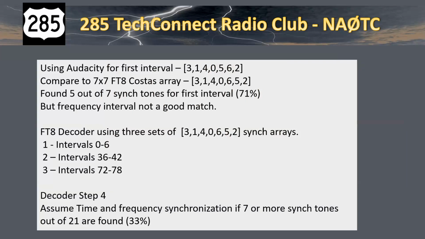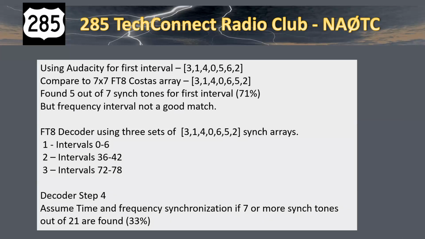So we're looking for 3140562. We found 3140652. That's 5 out of 7 tones we were able to pull out of that. We had a 71%, but we cheated a lot. We knew what the carrier frequency was, and we didn't look at the specific frequencies. We just looked to see where the relative peaks were. But we came up with a 71% solution.